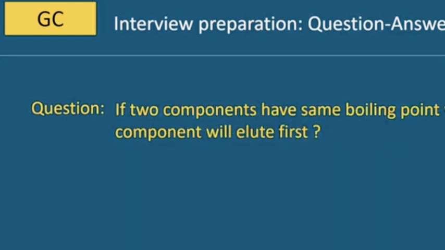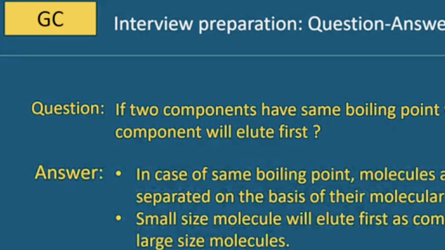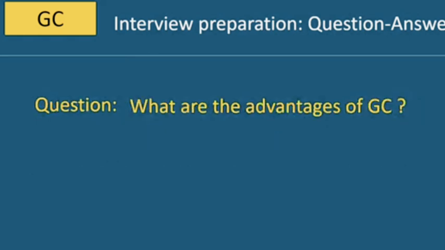Next question. If two components have same boiling point, which component will elute first? In case of same boiling point, molecules are separated on the basis of their molecular size. Small size molecule will elute first as compared to large size molecules.